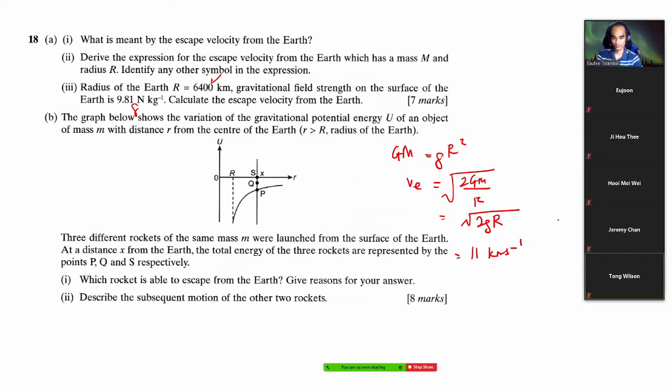Okay, so velocity needed for an object to escape from the surface of the Earth is 11 km per second. Right.